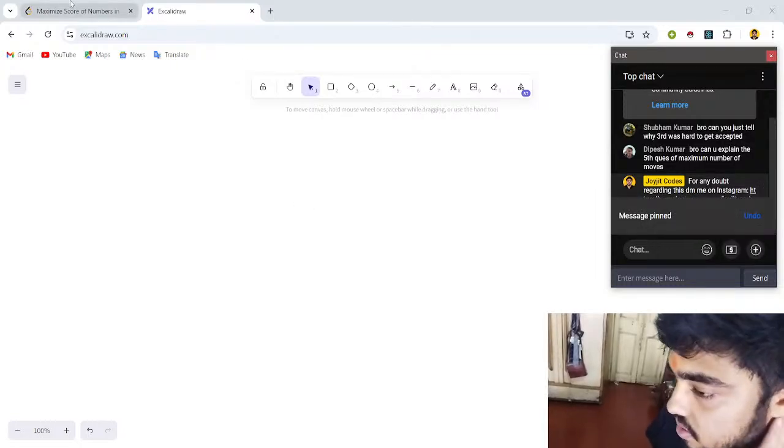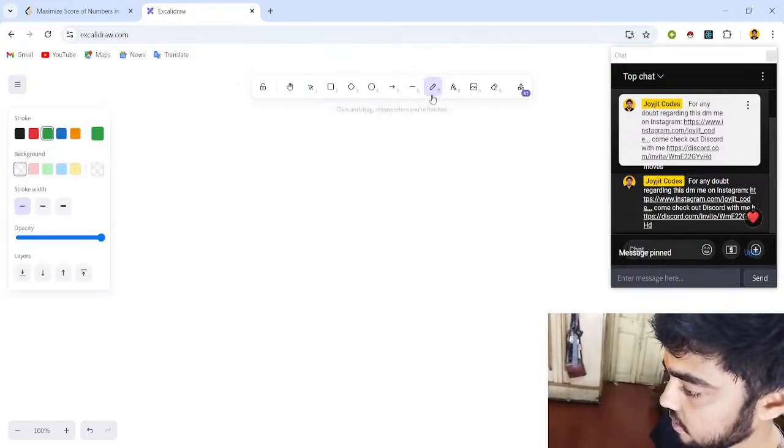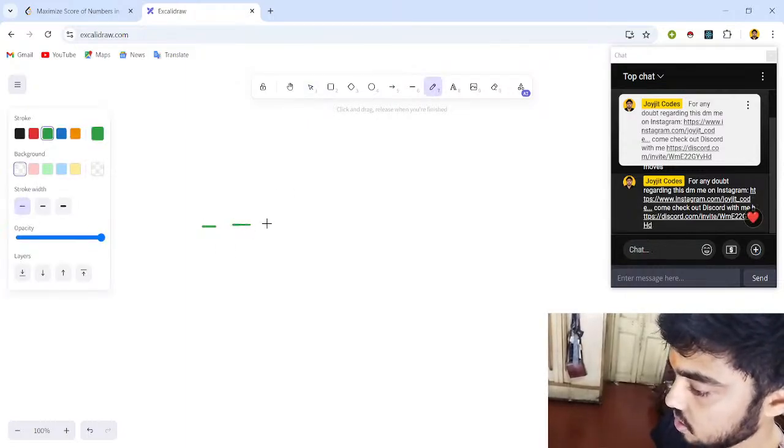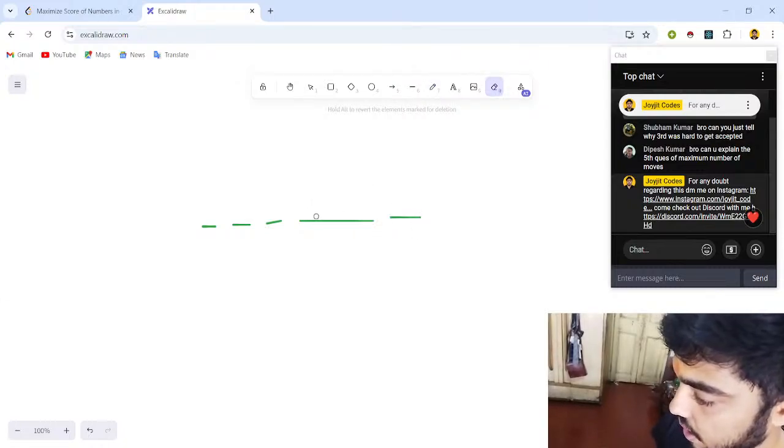so anyways, as I was talking about the second question. Basically, you're given, let's say you have got n numbers in the array. Okay, you've got n numbers in the array.